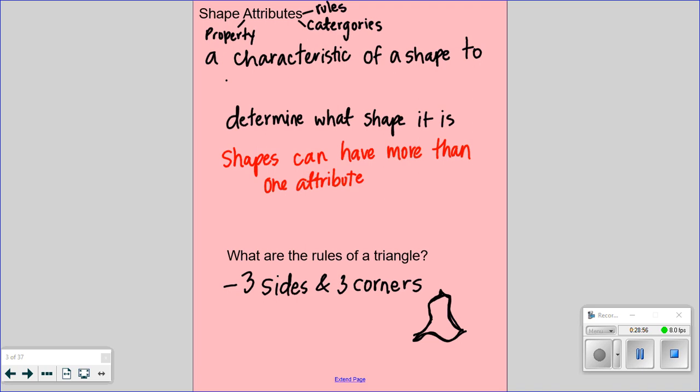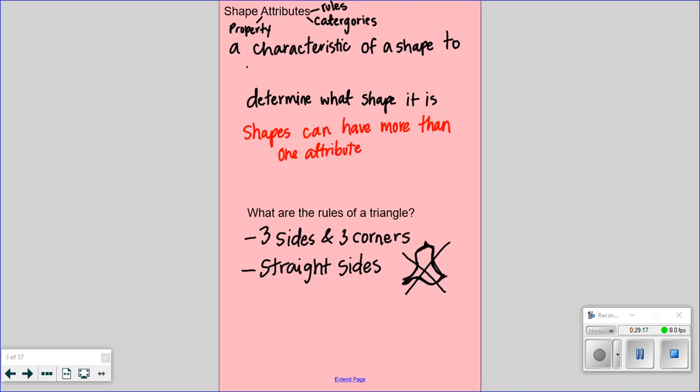Robert? The 3 sides have to be straight. They don't have to be equal, but they do have to be straight. So that is not a triangle because it doesn't have the straight sides. All right, so I need 3 corners, 3 sides, and they have to be straight. Got it. See if I can make one.